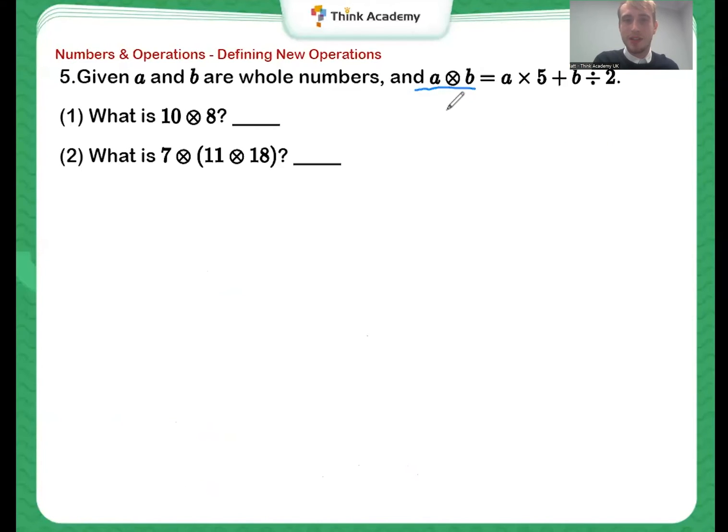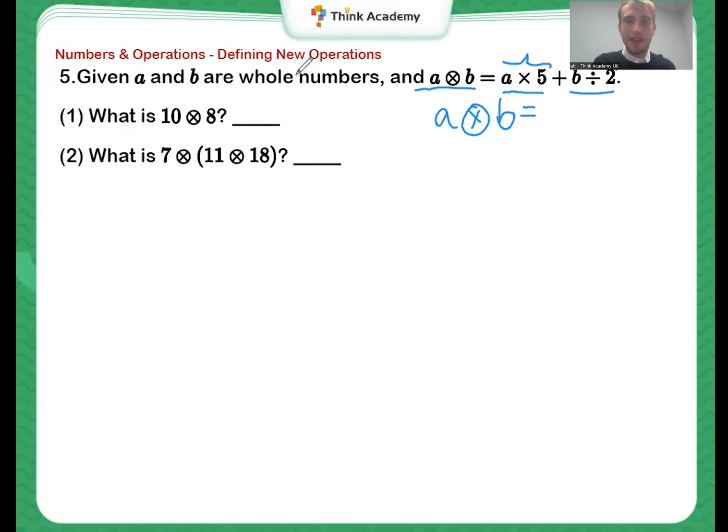So this tells us that when you do A and you do this weird operation, which is a cross with a times in it, and you apply it to B, what you need to do is take your value of A and times it by 5, and then add it to half of your value of B. Being careful here to make sure you use your BIDMAS, you've got to do your 5 times A together and your B divided by 2 together.